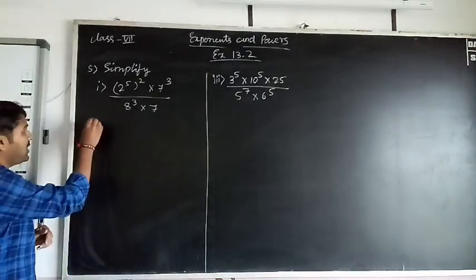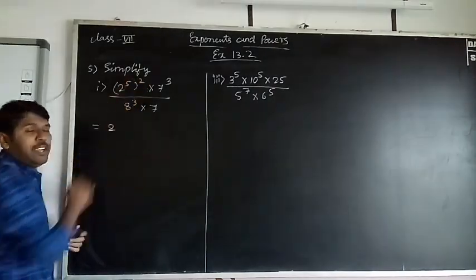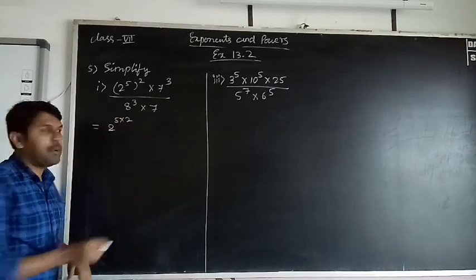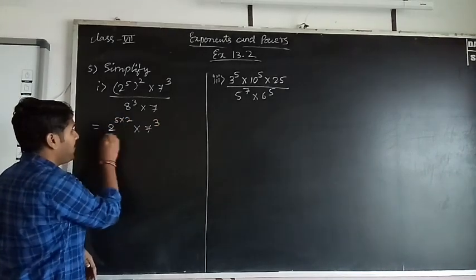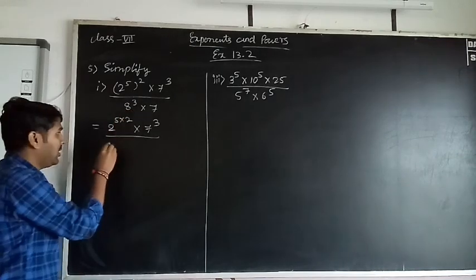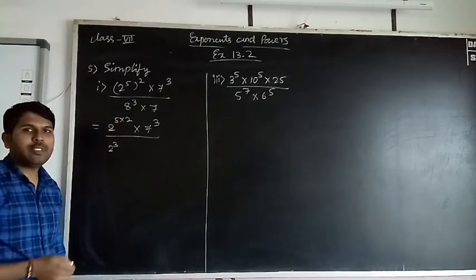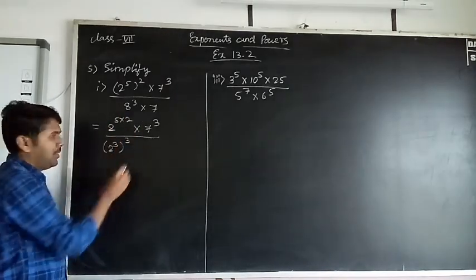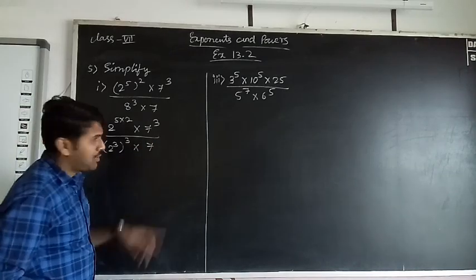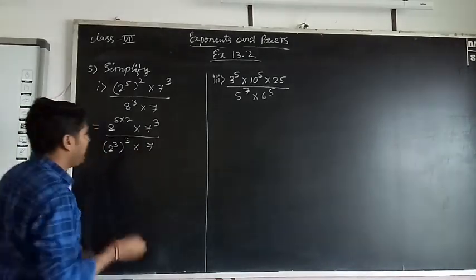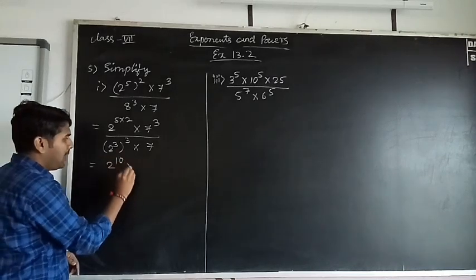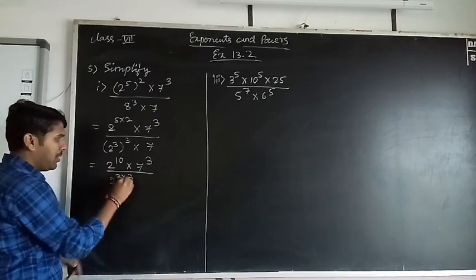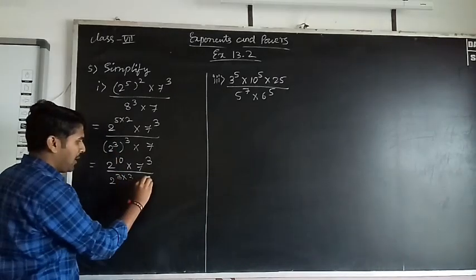So how to convert this one? First write down 2 raised to 5 into 2, power of power. What will we get as the answer? 5 into 2, just multiply the powers, into 7 raised to 3. So 8, how to write 8? 2 raised to 3. 2 twos are 4, 2 fours are 8. That means 2 raised to 3 is 8, so 8 raised to 3 into 7. Here there is no power, the base 1 is there. So now 2 raised to 10, 7 raised to 3. 2 raised to 3 into 3, isn't it? Because power of power.